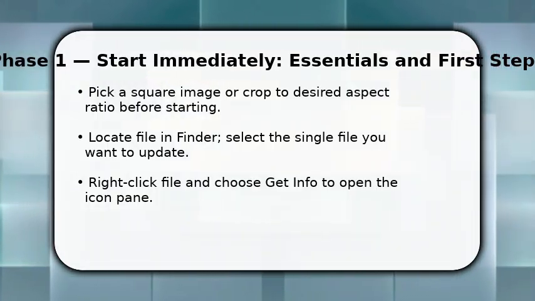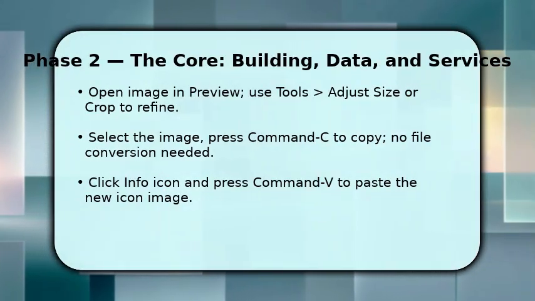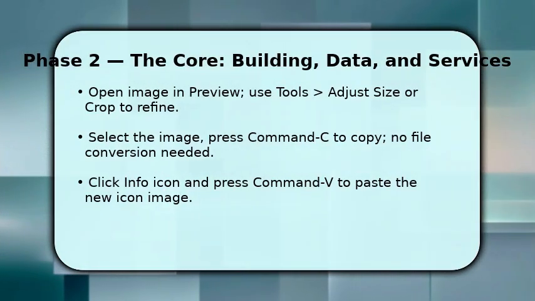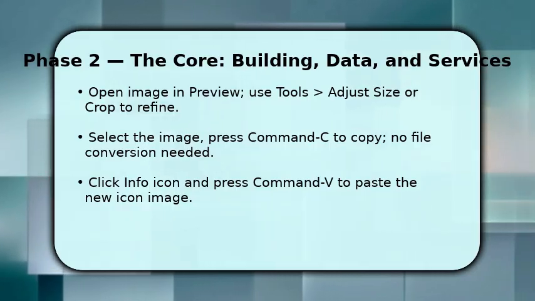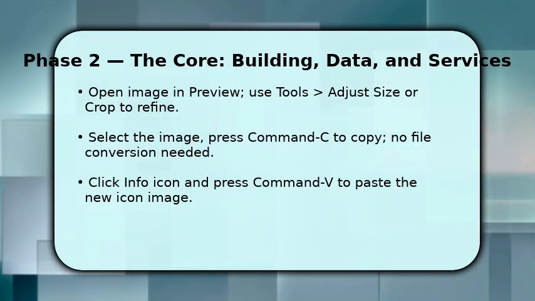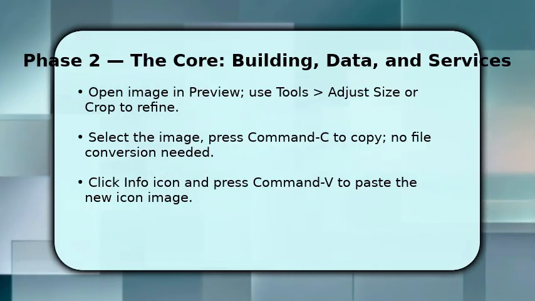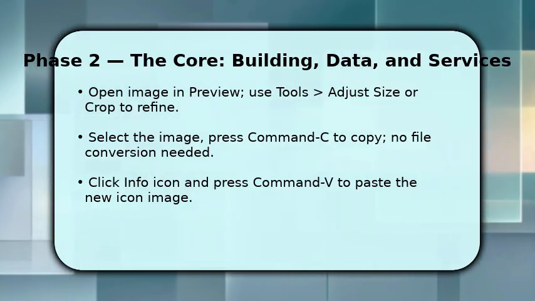Next, open your chosen image in Preview to make quick adjustments, resize, crop, or add transparency. This ensures the icon looks right when scaled down. Once satisfied, select the image and hit Command-C to copy it to the clipboard.